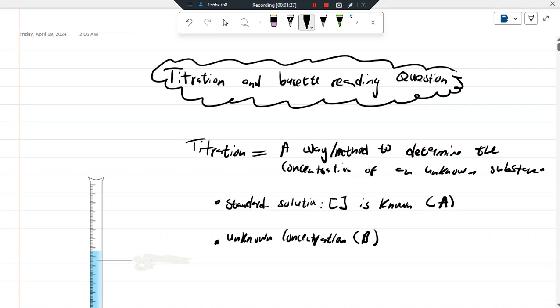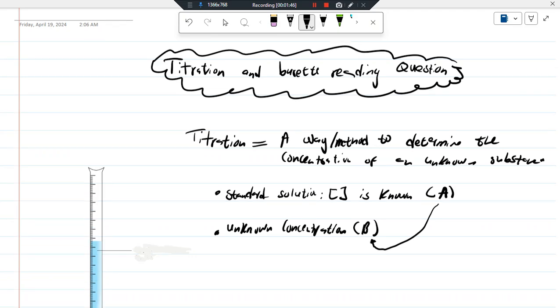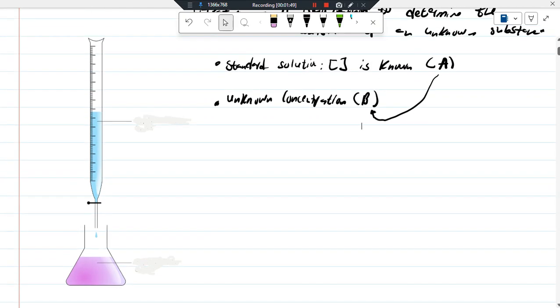So in a titration we use A to know information about B. We might know the information about the acid, and then we're required to find the information about the base. So that's how a titration works. Now, we have to follow a procedure. So this is the procedure for a titration.